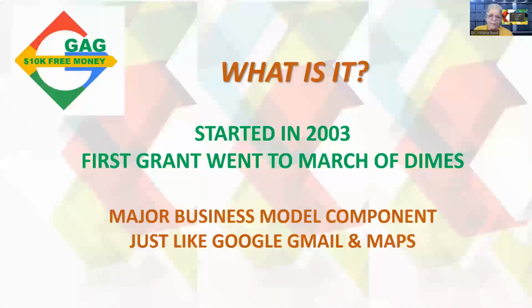So, what is the Google Ad Grant? It was started in 2003, and the first grant went to the March of Dimes. That was when Facebook launched, and a lot of social community platforms were launched back in 2003. This Google Ad Grant platform has become a major business model for Google, and it ranks just like their Gmail and their Maps. And I'm sure you know how popular those are.